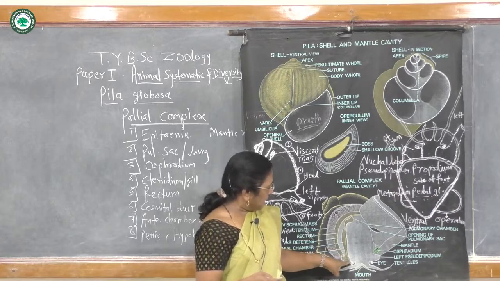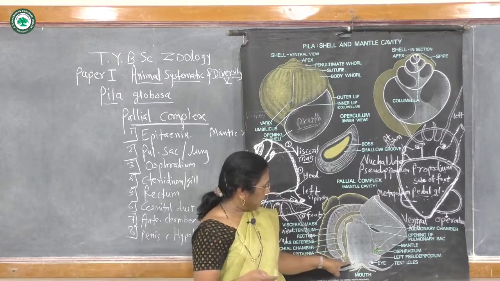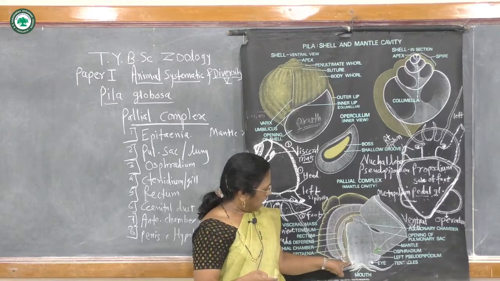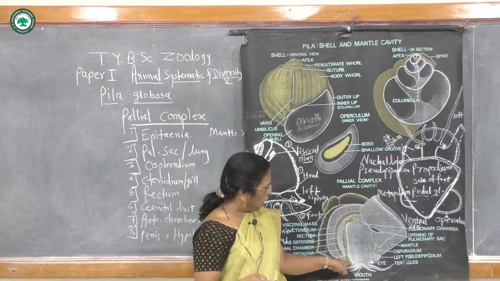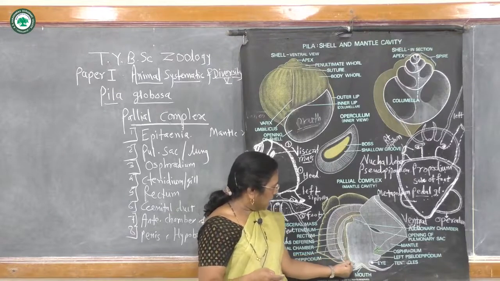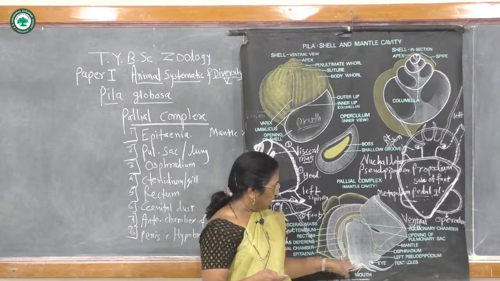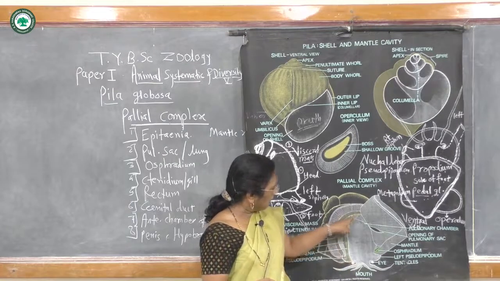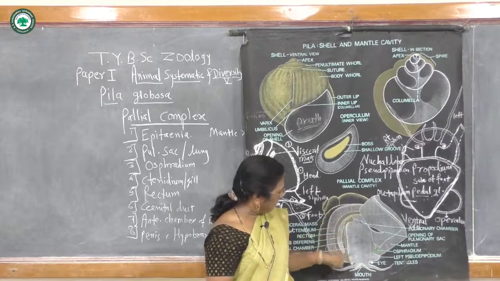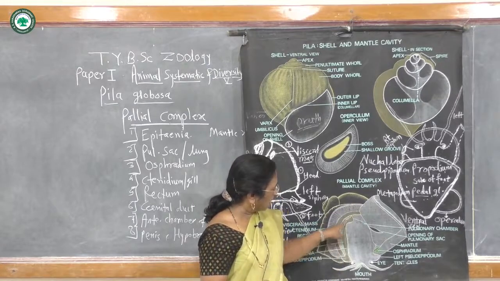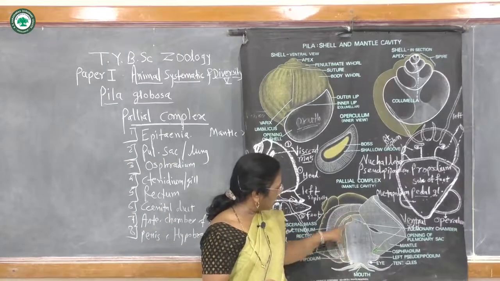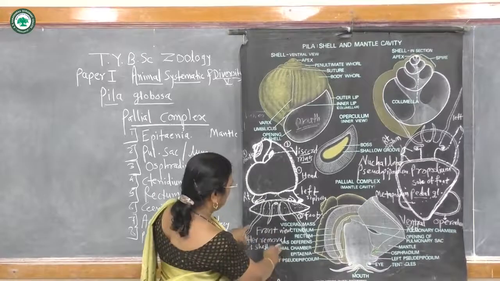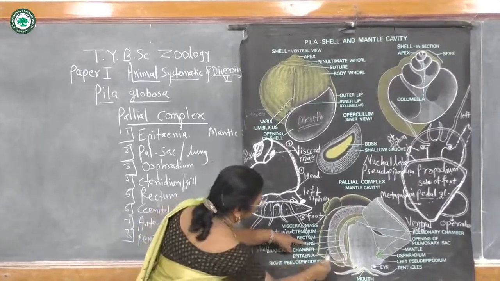At the right side, near the right nuchal lobe, a ridge arises, a skin fold or thick ridge. This thick ridge or skin fold runs from the right nuchal lobe back up to the end of the mantle cavity. This is called epithenia.